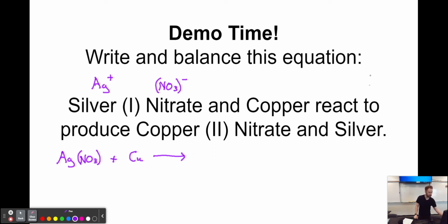So copper 2, I'm going to write this over here. Copper 2 is copper with a 2 plus charge, and nitrate, as we already established, is NO3 with a -1 charge. So when those things form a compound, you're going to need 2 of the nitrates to cancel out the 2 plus charge from the copper, or you can think you're going to cross drop. So it's actually going to be Cu(NO3)2. And silver is the other product.